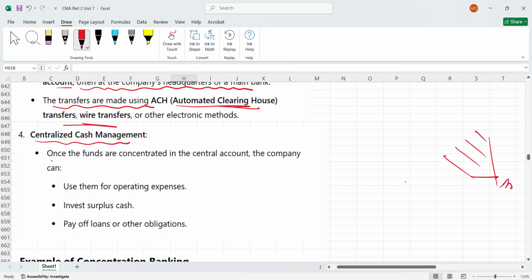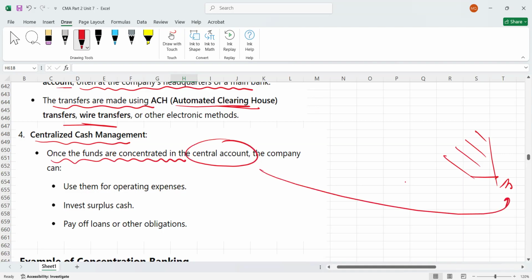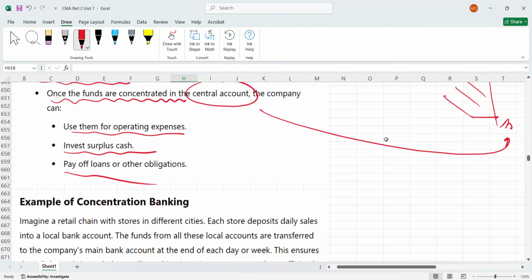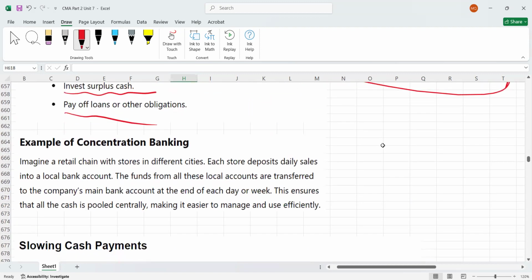Then they are saying once the funds are concentrated in the central account, meaning in the main account, the company uses them for operating expenses, invests surplus cash, or pays off loans or other obligations. Okay, so we have an example here. Imagine a retail chain with stores in different cities. Let's say we have a retail business.